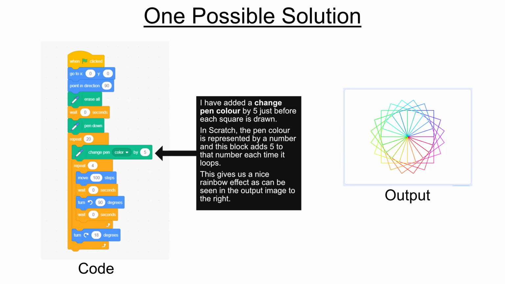In Scratch, the pen colour can be represented by a number. For this task, it doesn't really matter what number represents what colour, but each time we come to this block, we add 5 to the pen colour and that changes the colour very slightly. This in turn gives us a nice rainbow effect, as you can see in the output image to the right.